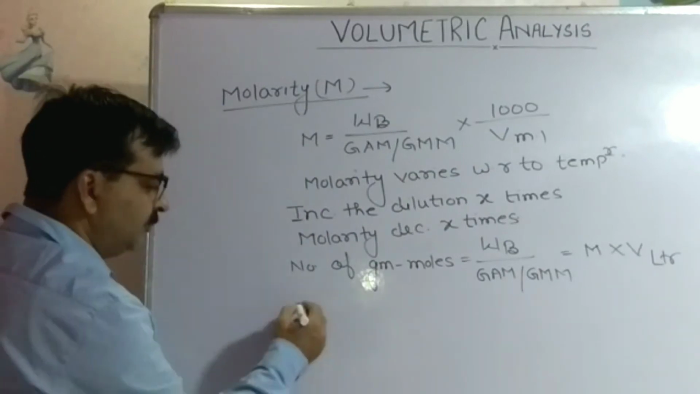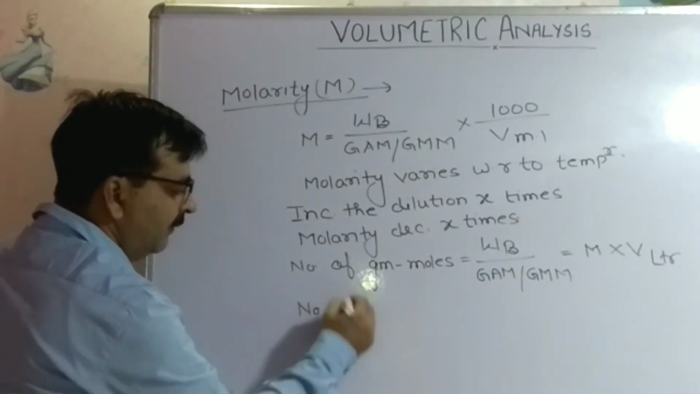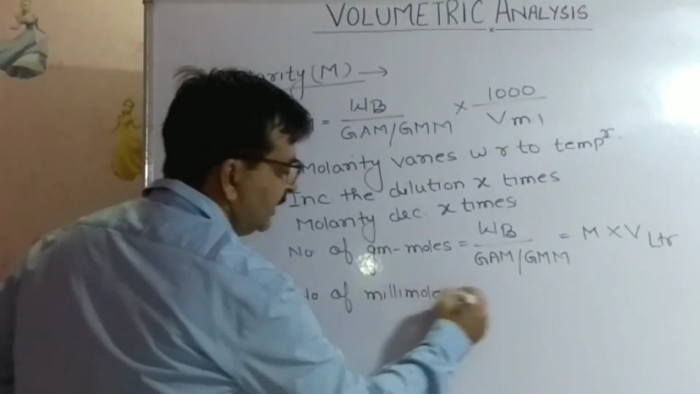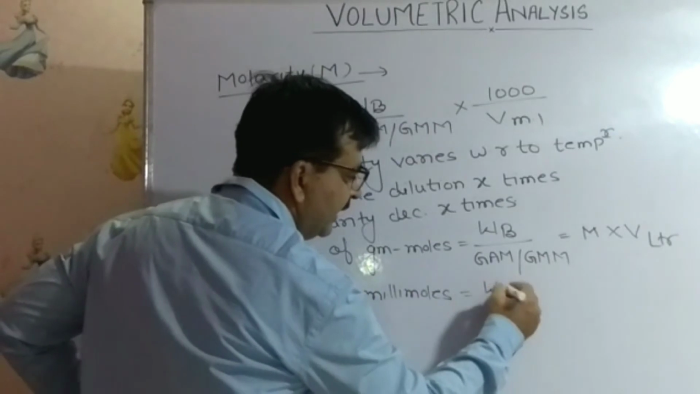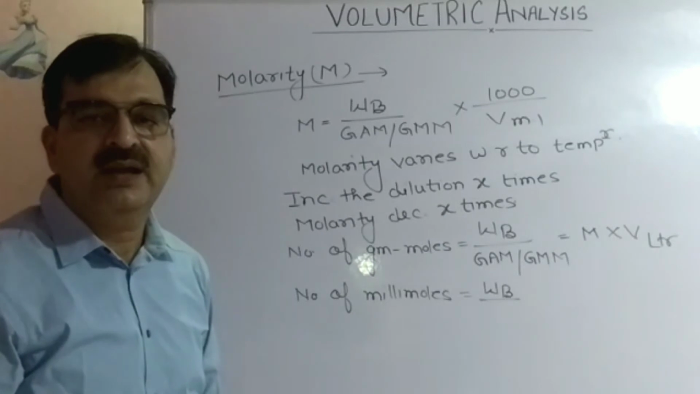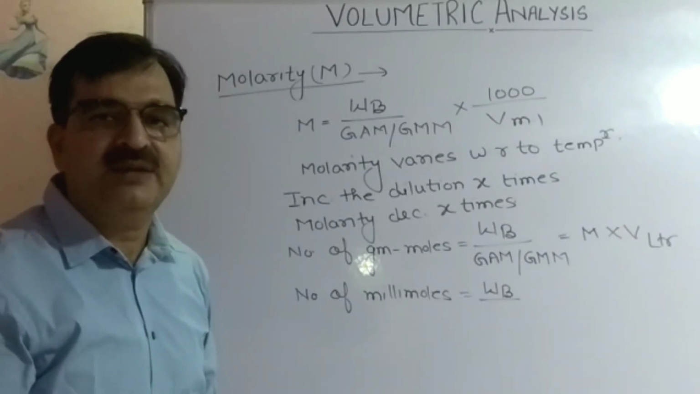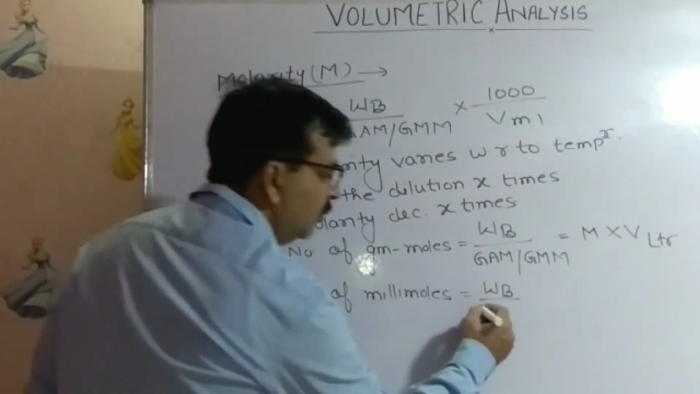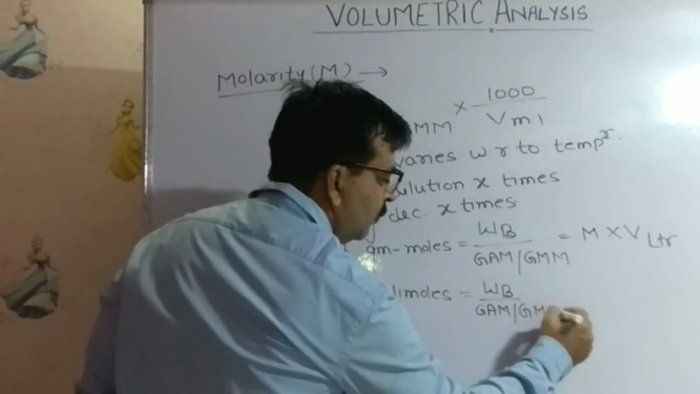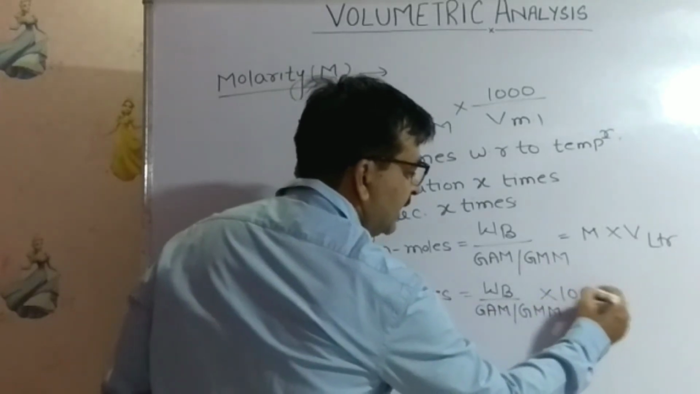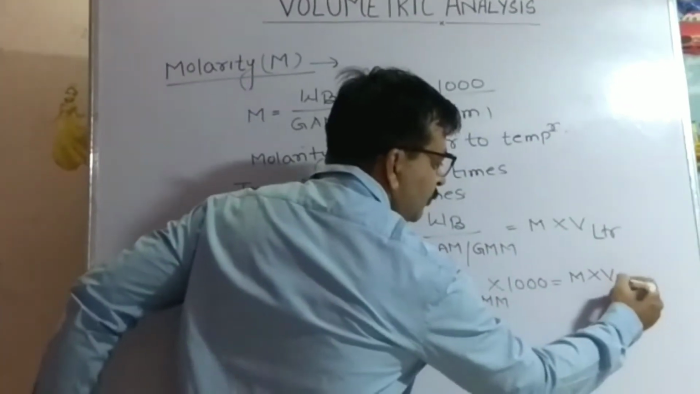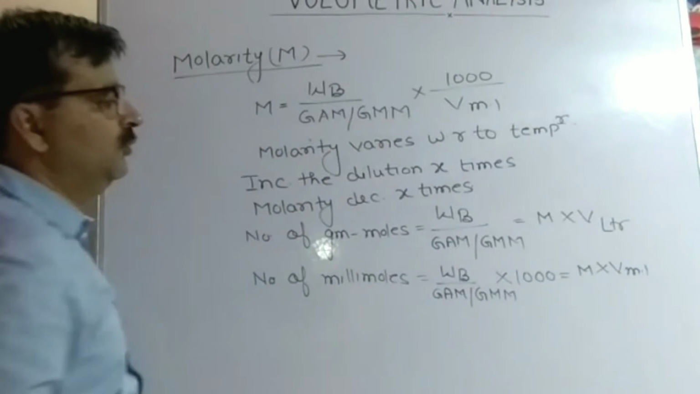Now, suppose we want to calculate the number of millimoles. Then the number of millimoles is given by WB, gram moles, multiplied by 1000. As we all know, in 1 gram there is 1000 milligram. So WB upon GAM or GMM, whatever may be the case, multiplied by 1000 is equal to M into V, that is volume of solution in ml.